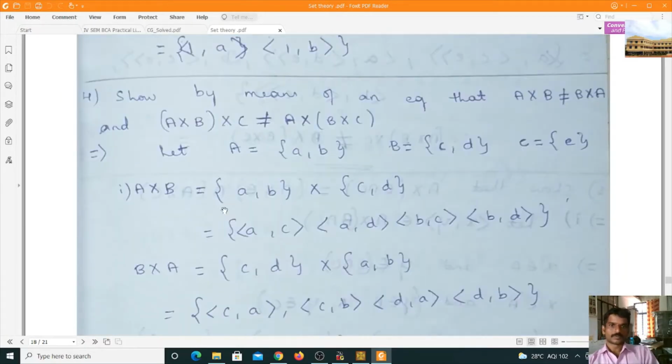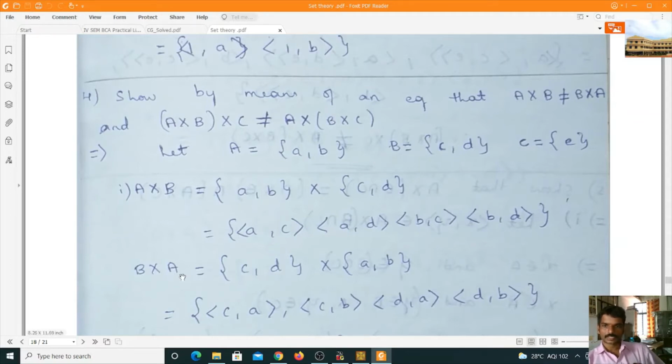Next problem: show by means of an example that A cross B is not equal to B cross A, and A cross B cross C is not equal to A cross B cross C. We will take one example. Take A and B as a b, c d, and we will take set C equal to e. Find A cross B. What is A cross B? The Cartesian product of the set A and set B. So here A cross B is ac and ad, bc and bd.